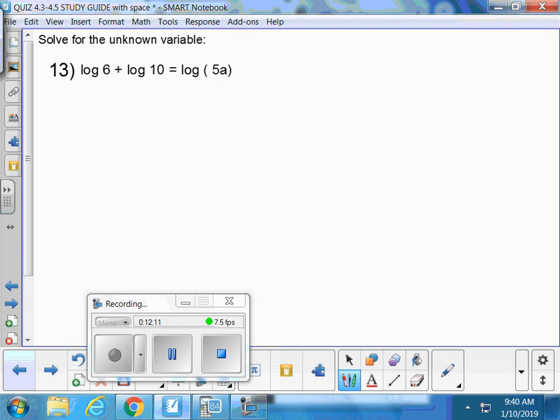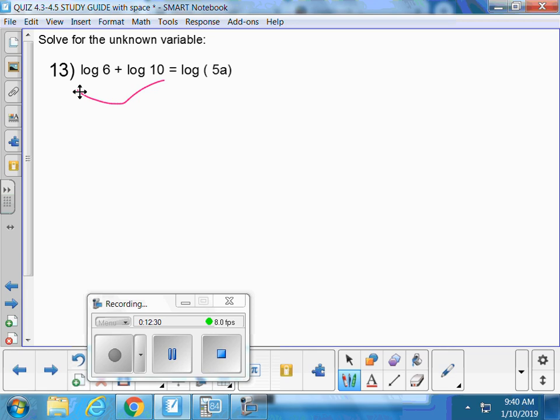Oops, I skipped one. Number 13, solve for the unknown variable. On these, you're going to want to use those properties. We had 3 properties we learned: product property, quotient property, and leapfrog property. You're going to want to use the properties to make the left-hand side look like the right-hand side, and that allows you to draw conclusions.